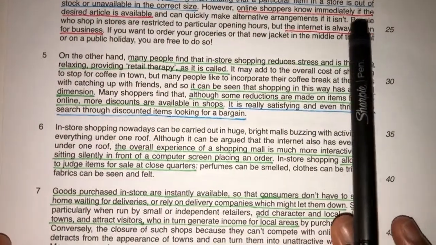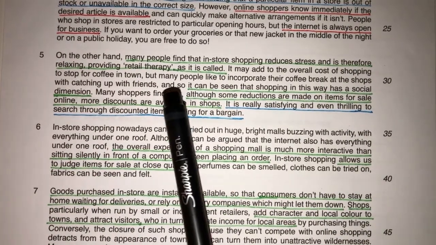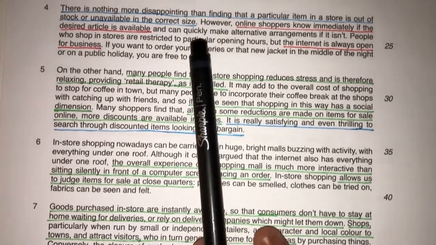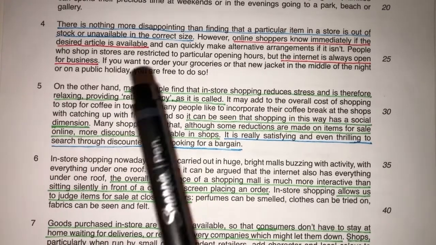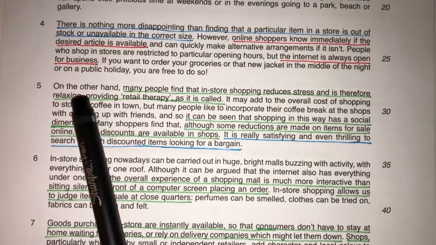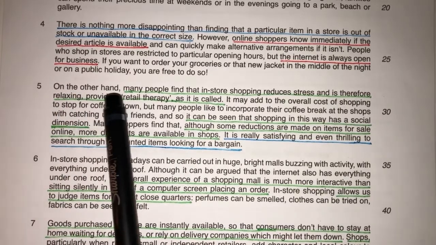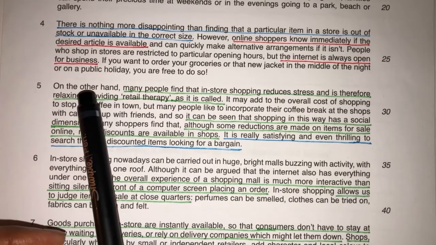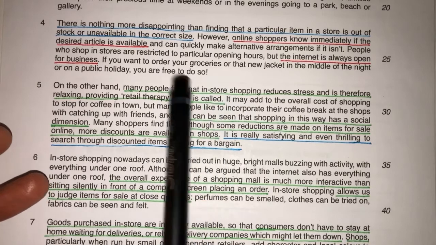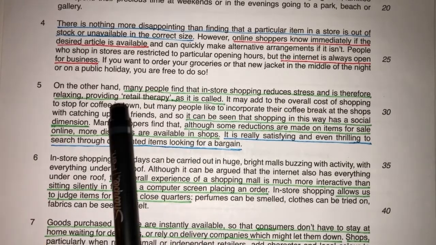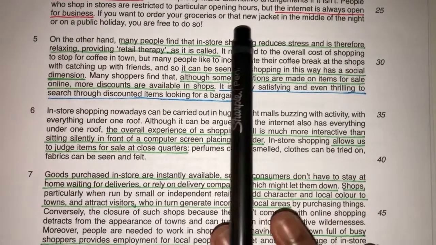So moving forward to paragraph 6, I didn't explicitly mention this, but I think that you noticed that starting in paragraph 5, we switched to in-store shopping, and the beginning of paragraph 5 makes it clear that we're doing so, because they say, "on the other hand, many people find in store," right? We're no longer speaking of online, but now we are speaking of the in-store experience. Okay, so keep your eye out for that.